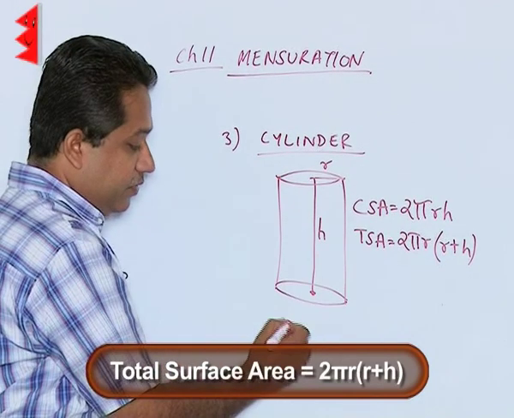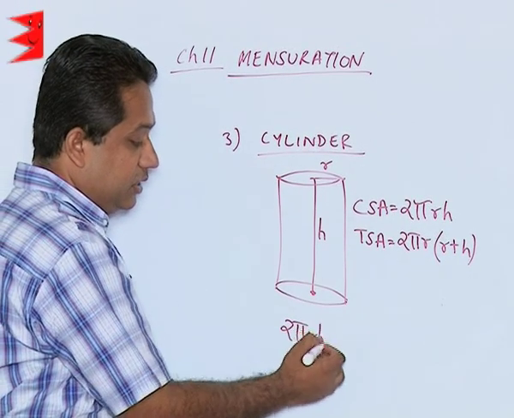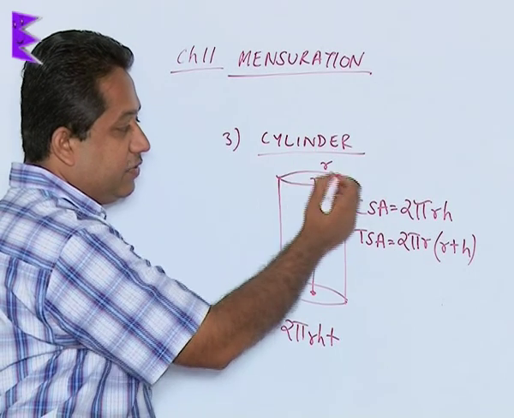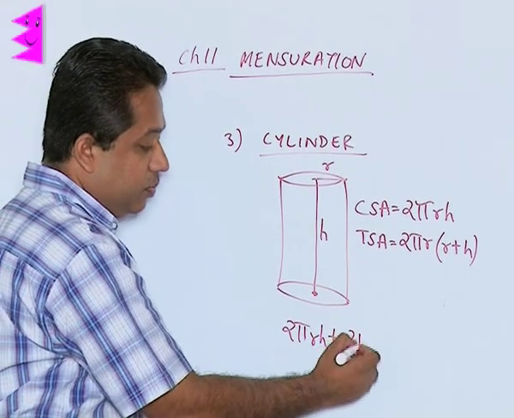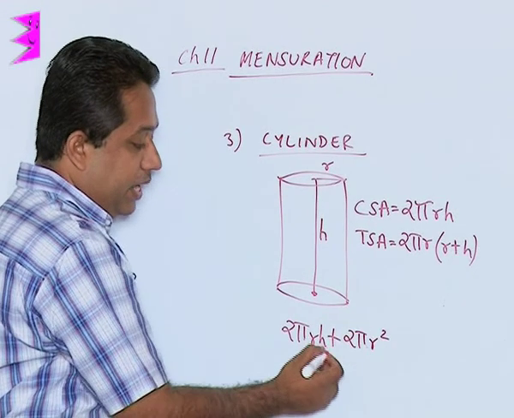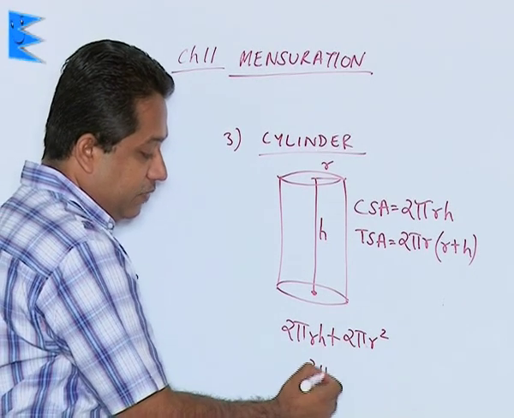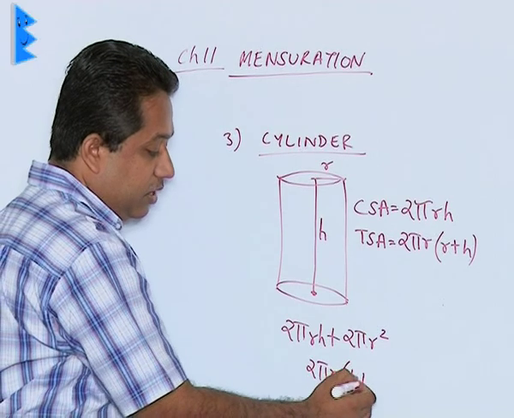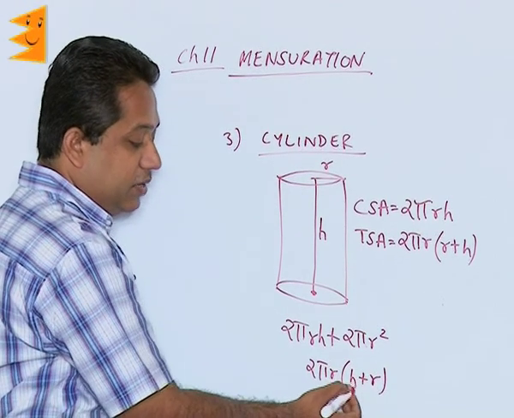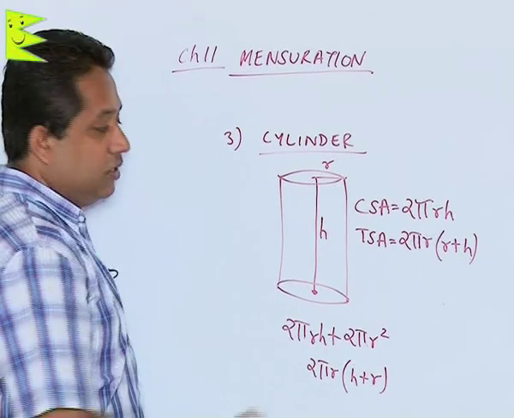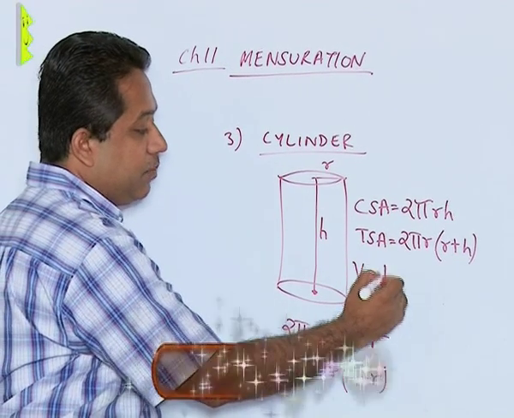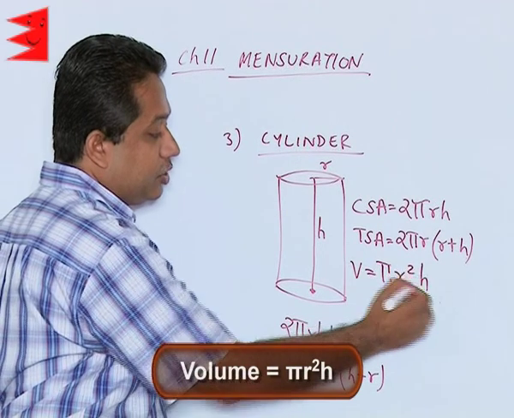Because already the curved surface area we know is 2 pi r h, plus the area of a circle, which we know is pi r square, and there is a pi r square here. So that means 2 pi r square. So, 2 pi r h plus 2 pi r square, we are taking 2 pi r common, and that is how we get this formula 2 pi r (h plus r), which is the same as 2 pi r (r plus h), and volume will be pi r square h.